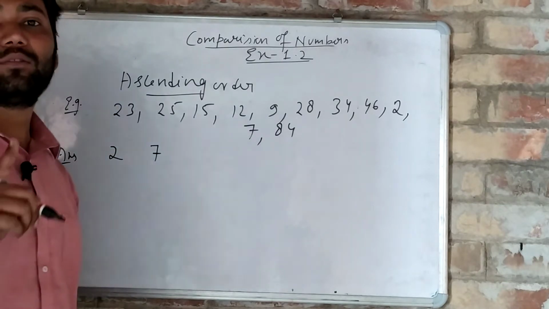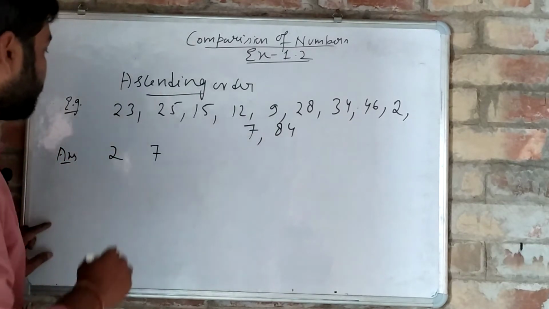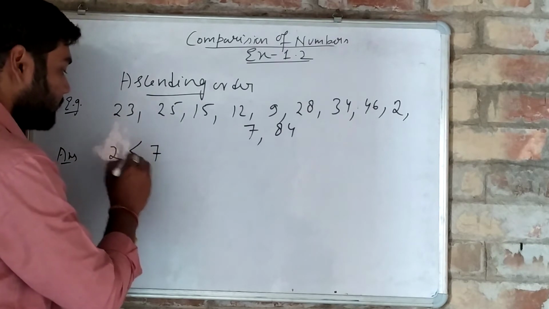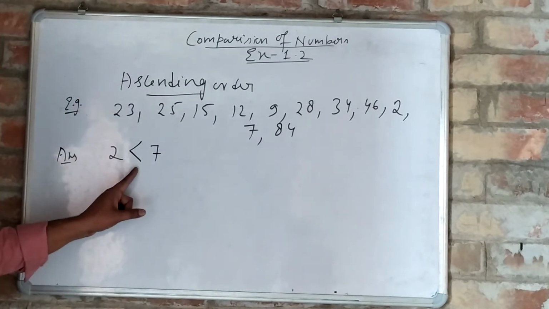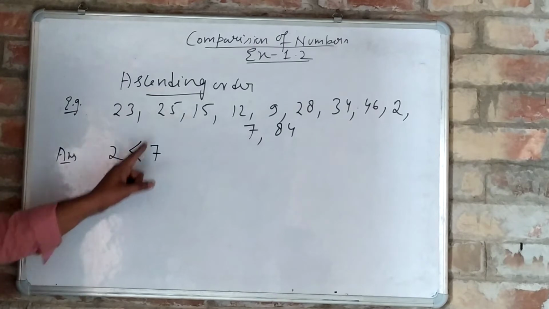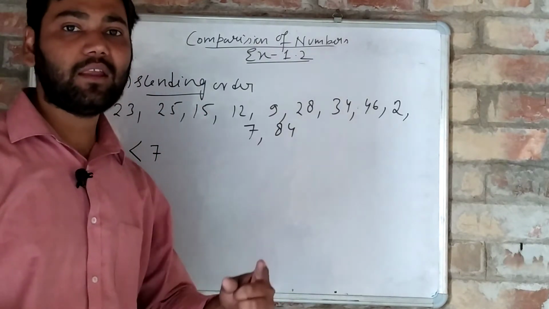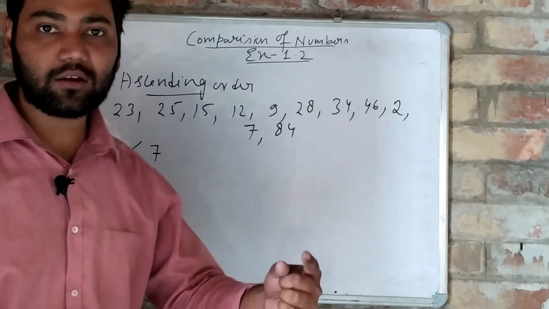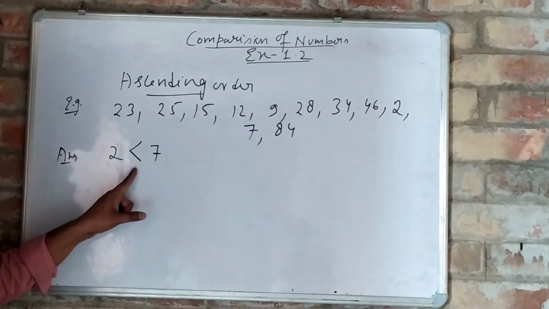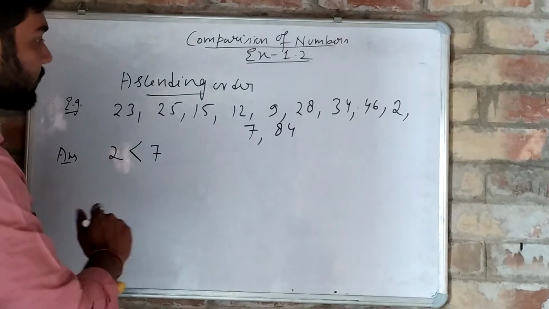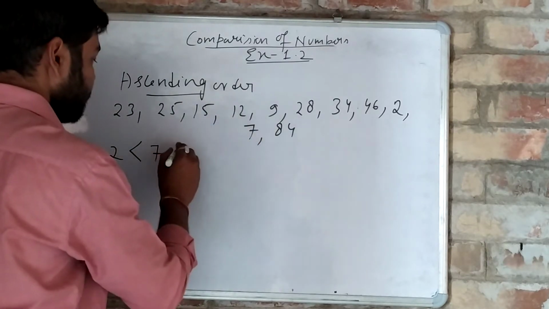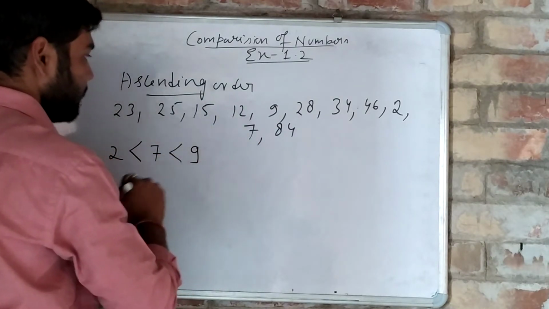And what we will do is place those symbols. 2 is smaller than 7, so we will place the smaller than sign, because we are arranging in ascending order, from smaller to greater. 2 is smaller than 7. Then we will have 9. 7 is smaller than 9.